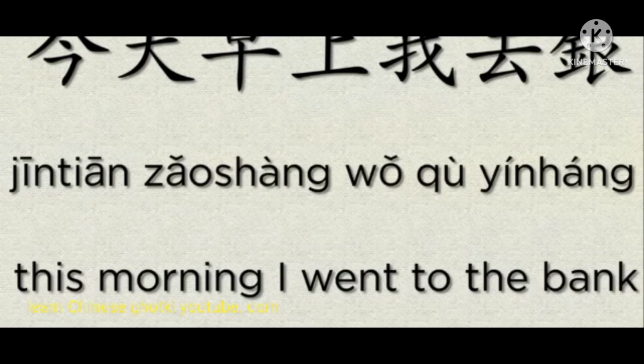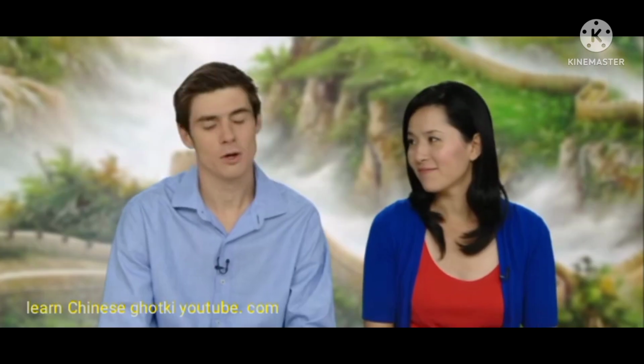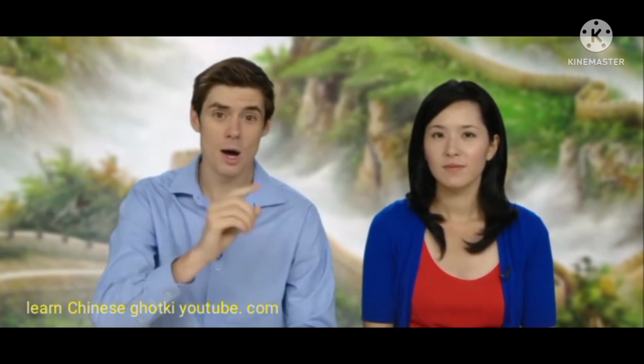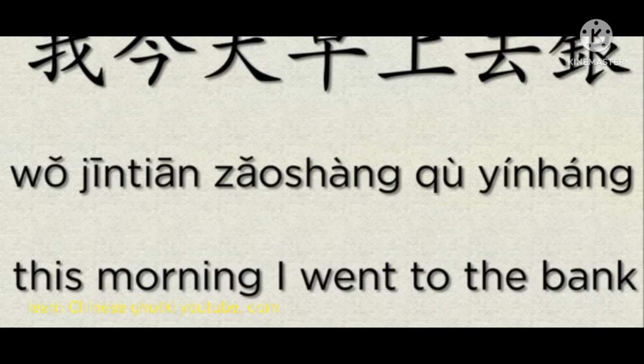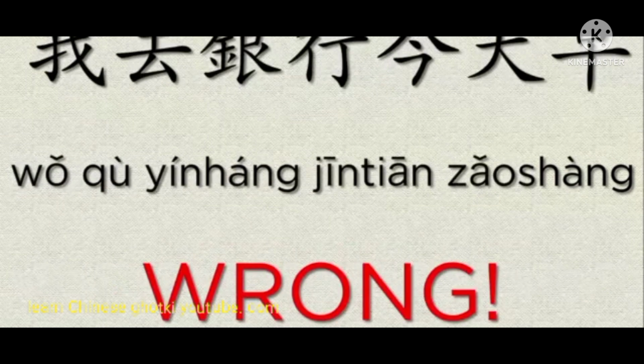Yeah, so in Chinese that would be 今天早上我去银行, which is this morning I went to the bank. Time, subject, verb. Or 我今天早上去银行. So you always put the time at the beginning of the sentence, either before or after the subject. So the subject is 我. So 我今天早上去银行 or 今天早上我去银行. But you don't say 我去银行今天早上 because that sounds weird. And it's wrong. Yeah, it's using English grammar in Chinese.